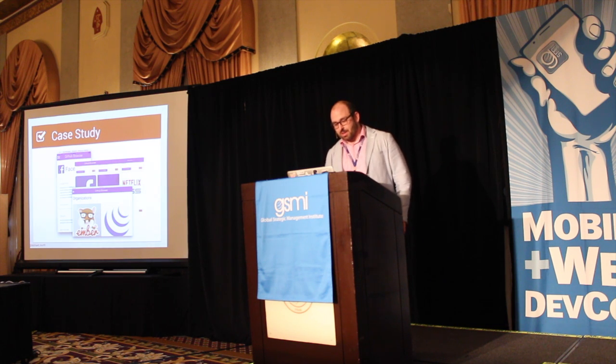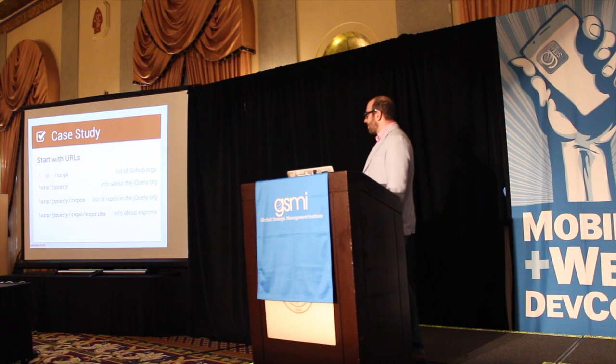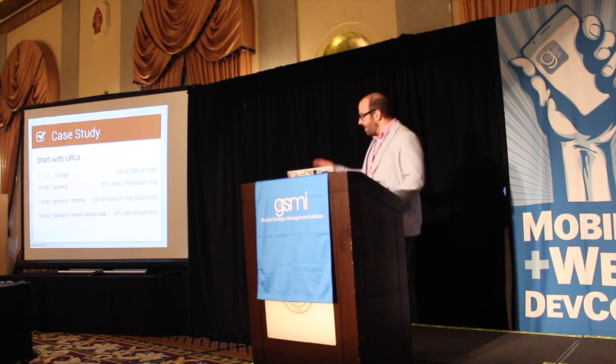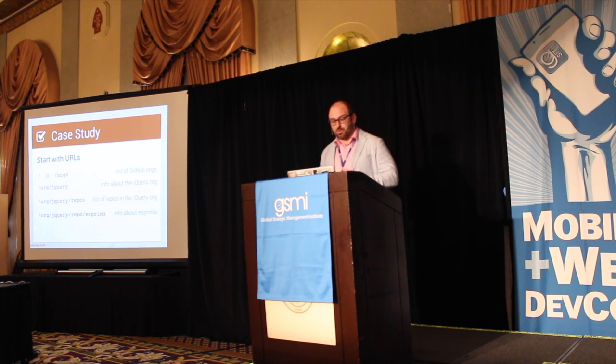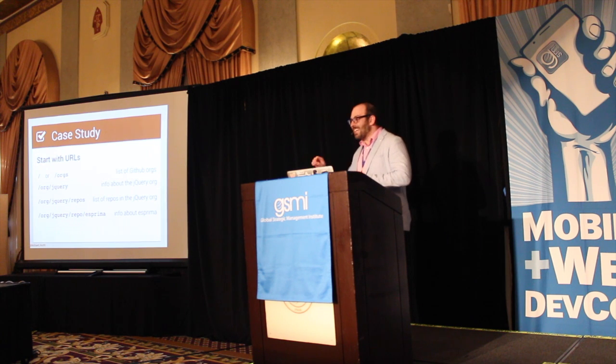So a good place to start is URLs. So on the left, we can see like, all right, if you just visit the app, you want to just end up with a list of the GitHub orgs for either of these two URLs. You want a URL for viewing an individual repository. You want a URL for the list of repositories. And then potentially you want a URL for details about one of those repositories.